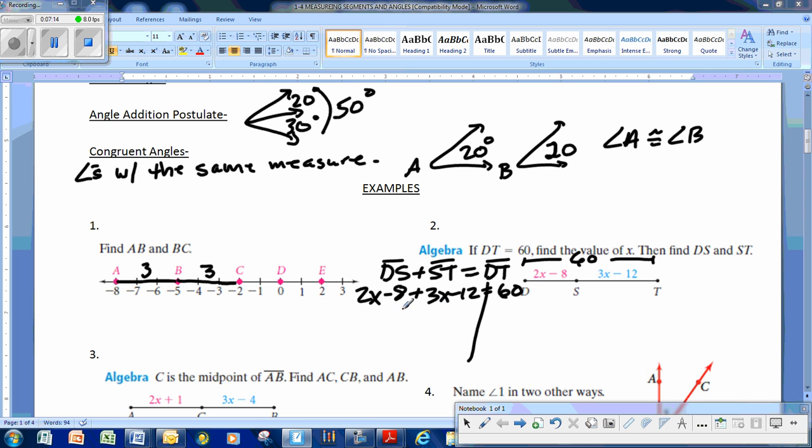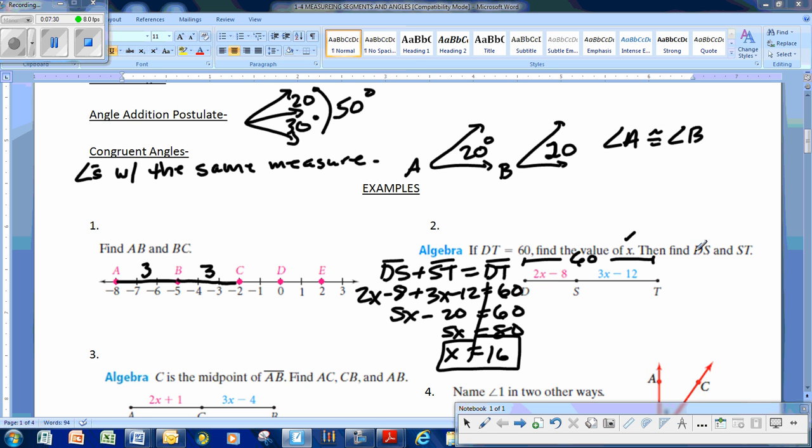Okay, 2x and 3x gives me 5x. Negative 8, negative 12 give me negative 20. I'm going to bring that 20 over. So that gives me 5x equals 80. And divide by 5, x equals 16. Okay, so that solves for x, I've done that.